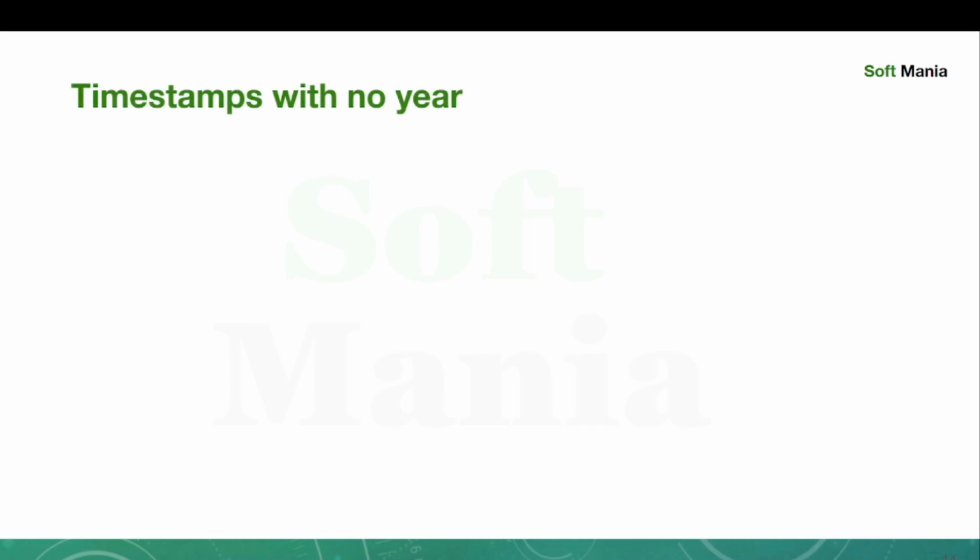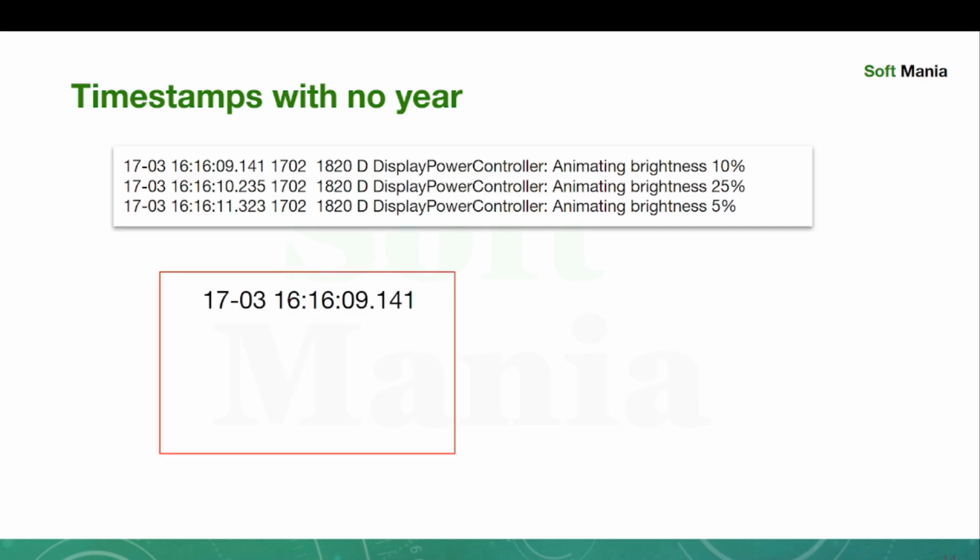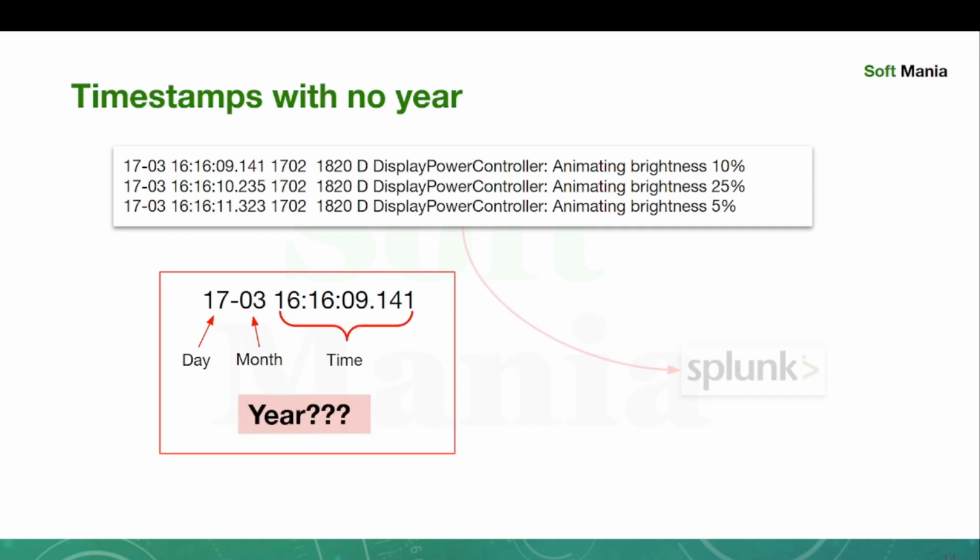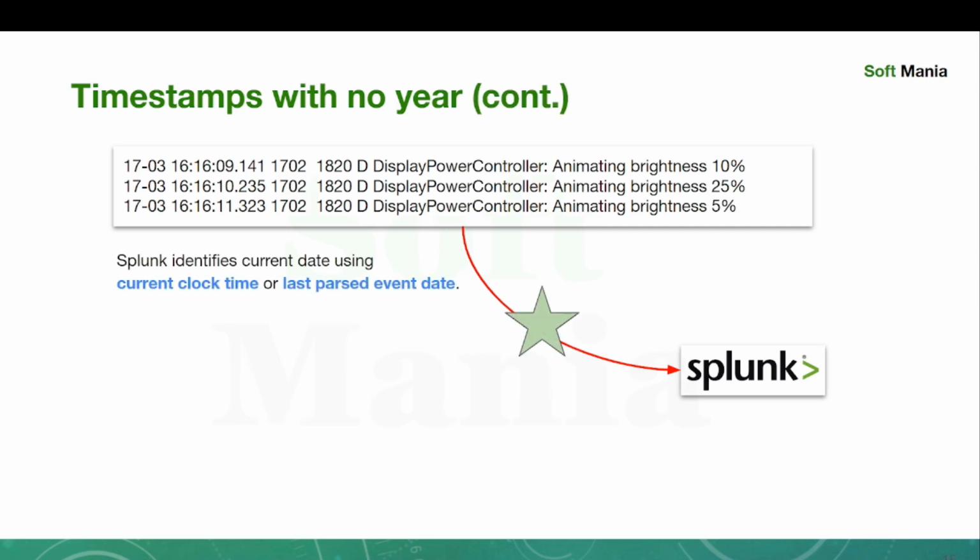Last but not least, how Splunk handles timestamps with no year. Let's take an example data. Here we have day 17, month 3 and time as well, but the year is not available. If we index this data to Splunk, what will happen? Splunk document says Splunk will take the year value from the current system clock time or last past event date.